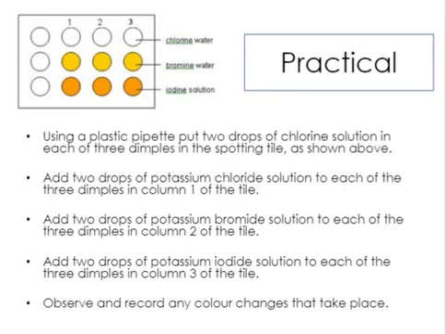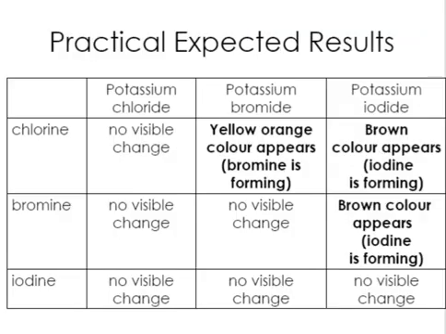So to one row you have chlorine water, another row you have bromine water, another row you have iodine, and then in column 1 you would put potassium chloride, in column 2 you'd put potassium bromide, in column 3 you'd put potassium iodide, and then we would observe what happens. So we're looking for any colour changes that are going to happen. So here are the expected results if we did this practical in the lab.